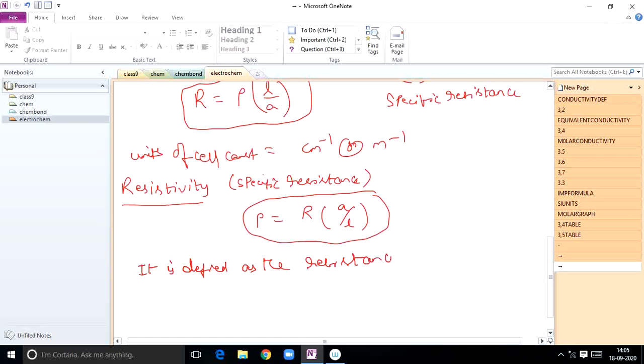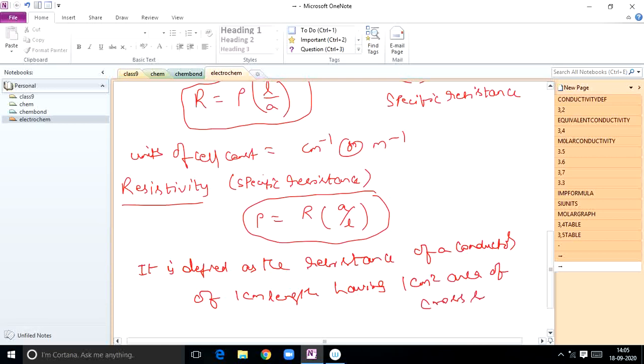It is the resistance of a conductor of 1 centimeter length, having 1 centimeter square area of cross section. Right, students? It's defined as the resistance of a conductor of 1 centimeter length having area of cross section 1 centimeter square. So rho is equal to R.